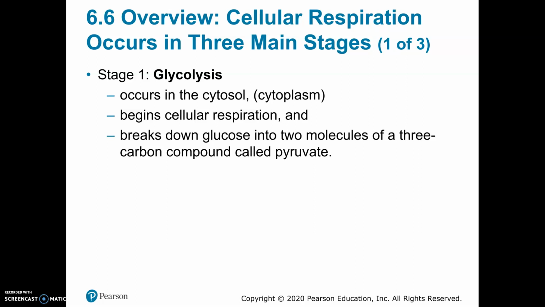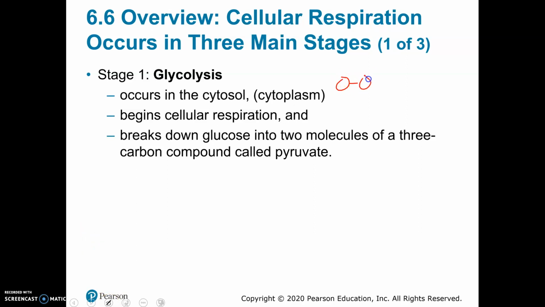This is the only step that happens in the cytoplasm, meaning you do not have to have mitochondria for this step. It also doesn't require oxygen. So even bacteria, which do not have mitochondria, can do this step of glycolysis. So it starts by breaking down glucose into two molecules of something called pyruvate. Now, pyruvate is 3 carbons and glucose is 6.